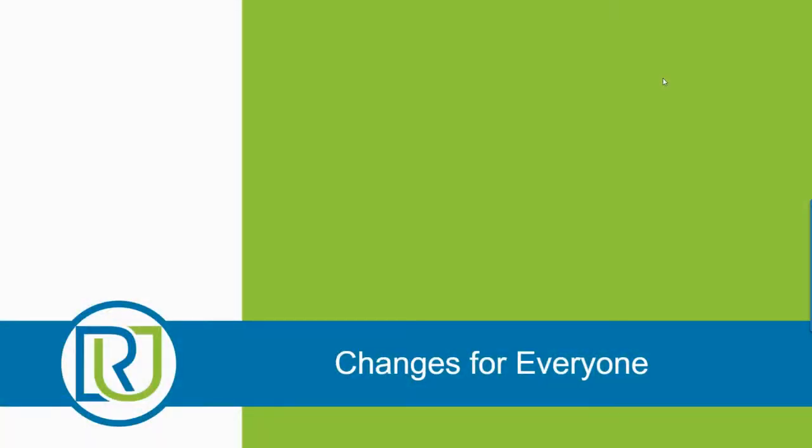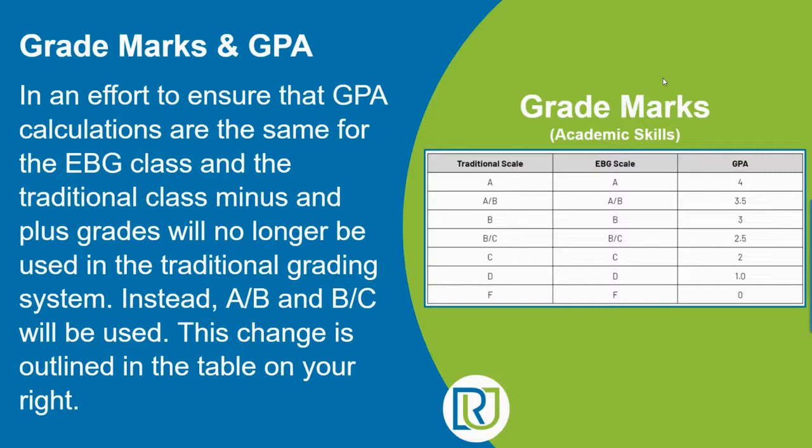The first thing we're going to look at are the changes that impact everyone, right? Because in secondary, there are parts of this that might affect one person's gradebook, but not someone else's. But we're going to start with things that do affect everyone, no matter what you're teaching. The first thing being the grade marks and GPA. So we want the traditional scale and the evidence-based gradebook scale to look the same.